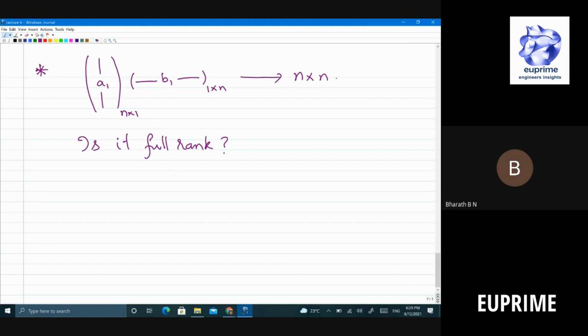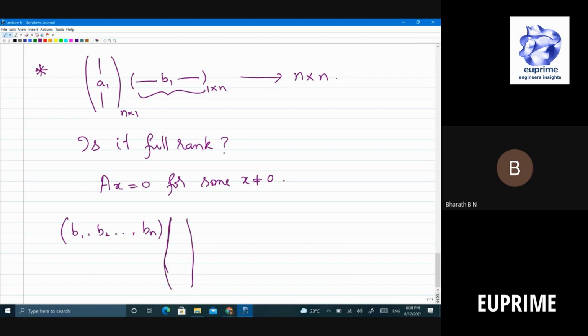So that's one way, but there is a simpler way, right? If I can show that, for example, Ax equal to 0 for some x not equal to 0, you are done. It should be rank deficient. That's what we saw. So how do you show this? All that we have to do is find an x such that b1 times x is 0. So with b1, b2, bn times something here that will give me 0, can somebody tell me what I have to fill in here?